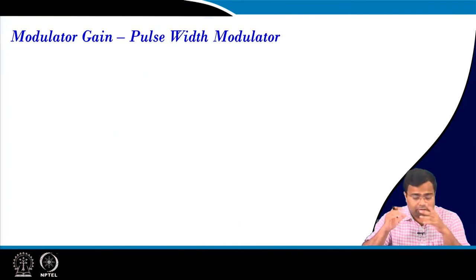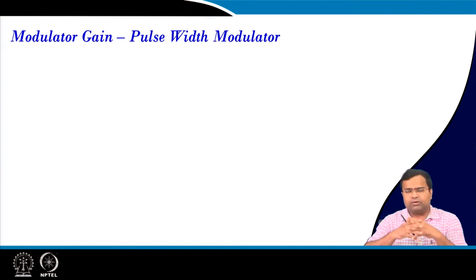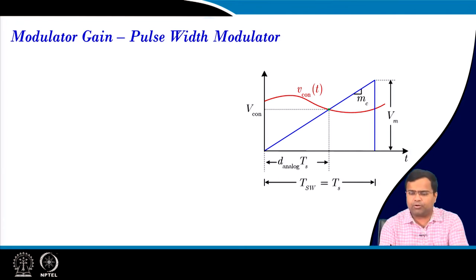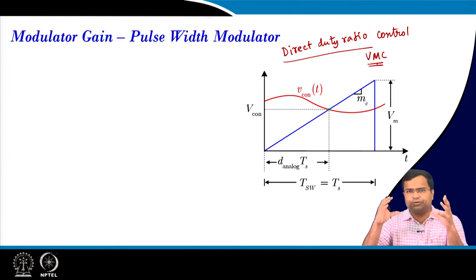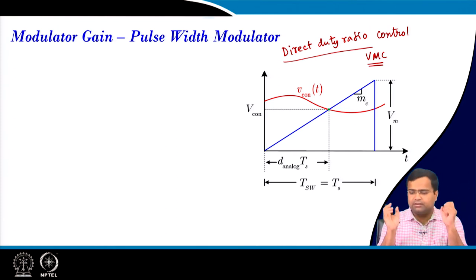Now, what is our objective? First, we want to go for digital control. In this modeling of digital control, we will start from the continuous time model, and start adding digitization to our continuous time blocks under analog control. The first block that will come is the modulator gain, if we talk about direct duty ratio control. One such control is the voltage mode control. Voltage mode control is an example of direct duty ratio control, where we control the duty ratio directly by means of the feedback loop.